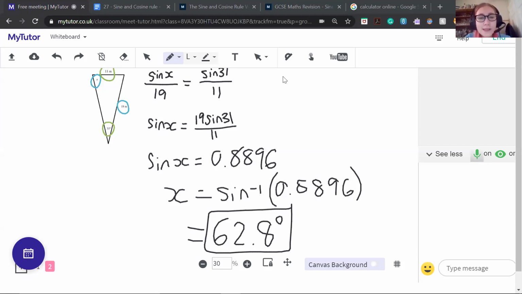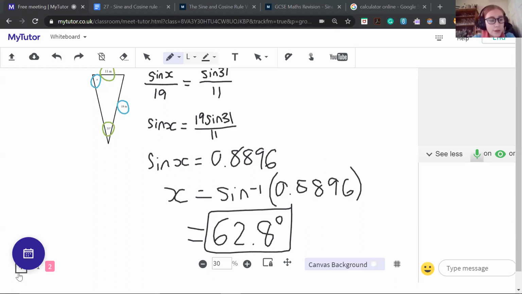Someone said, is there a rhyme or something you use to remember these rules? Unfortunately not. I think you get them in the formula book for most exams. But you do also use them enough that you'll probably kind of remember them anyway, hopefully. I wish there was a rhyme.